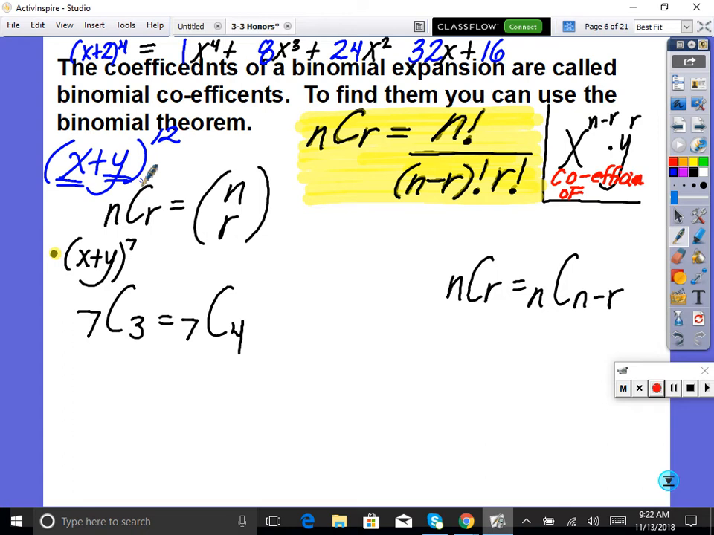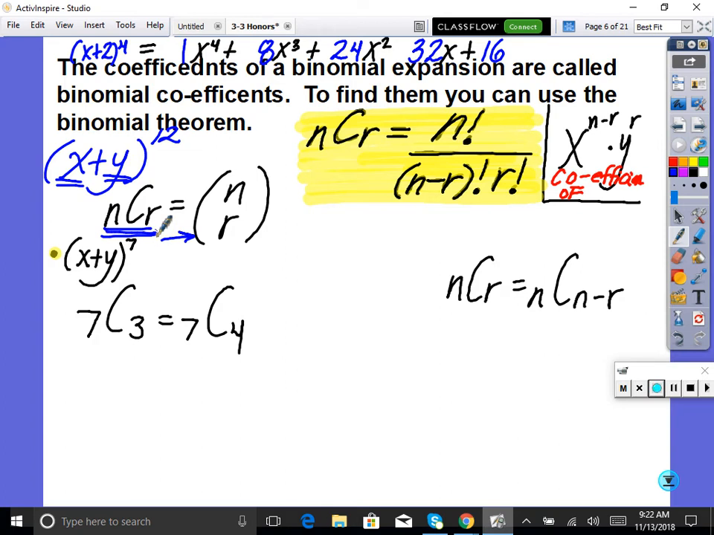It says the coefficients of a binomial expansion are called the binomial coefficients. To find them, you can use the binomial theorem, NCR. We're going to talk about this, that you can calculate it as n factorial divided by n minus r factorial times r factorial. First of all, you can see NCR also written like this, just a side note, because you might see that on an ACT and stuff. So you might want to keep that in mind. I'm always going to write it like this. You'll always see it on my stuff as NCR like this.